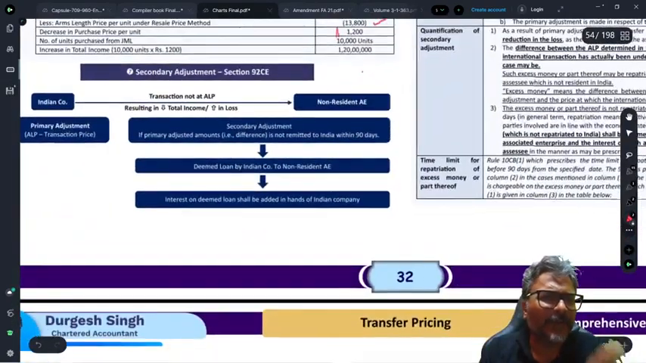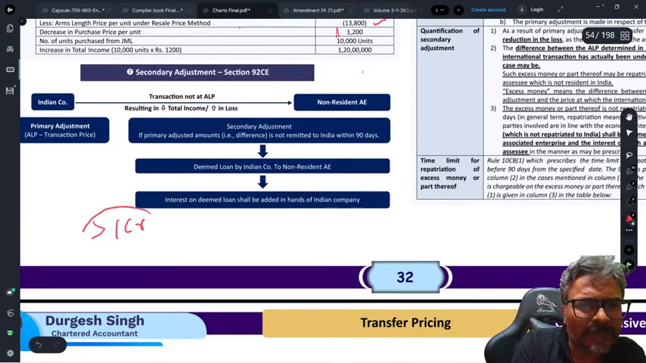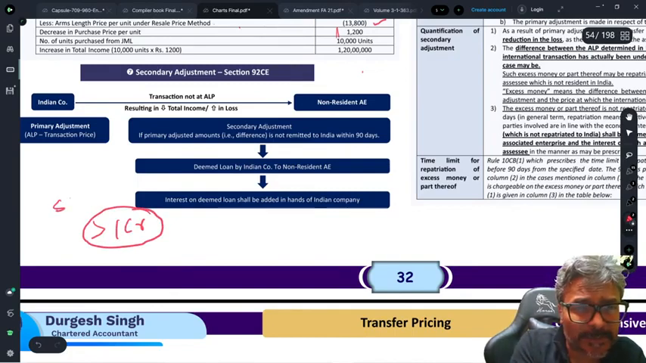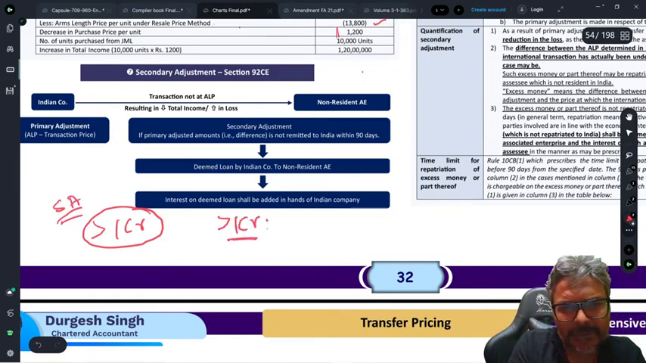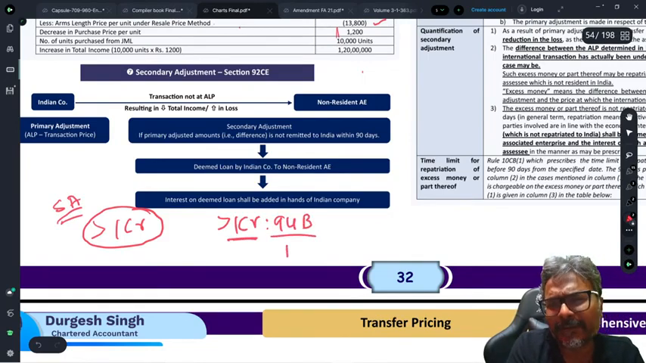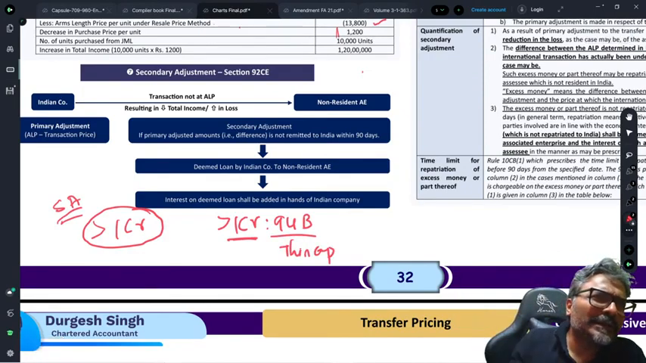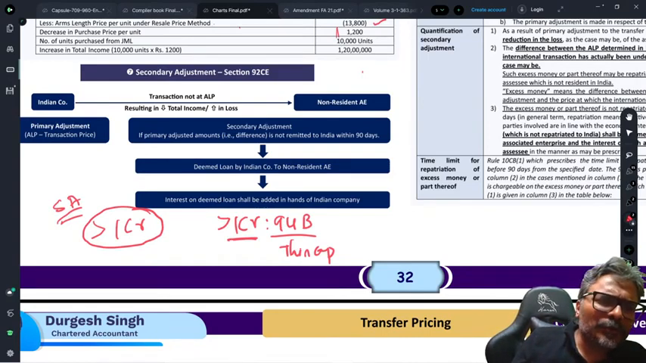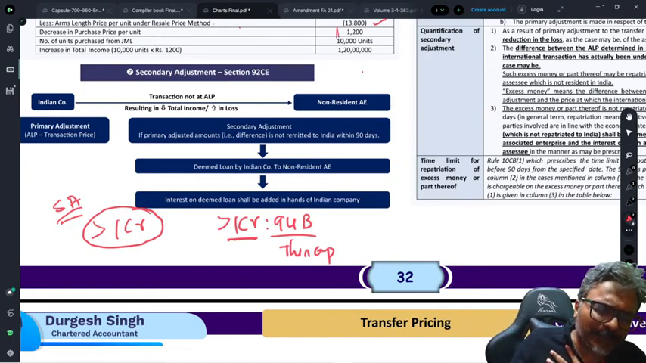First of all, be very careful that a 1 crore threshold is there. Students, this more than 1 crore threshold, an important point, is used in the secondary adjustment. And also more than 1 crore threshold, students, is also used in 94B, the thin capitalization. So only when the threshold exceeds 1 crore are these two concepts applicable. Now in 94B that we discussed yesterday, it was the interest payment. The interest payment, students, should go beyond rupees 1 crore. That is what we said in the last lecture.